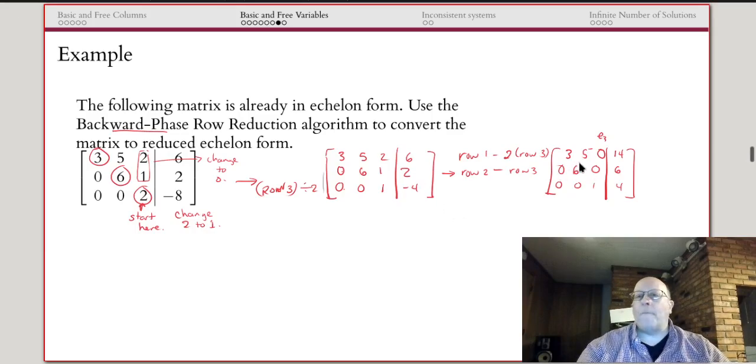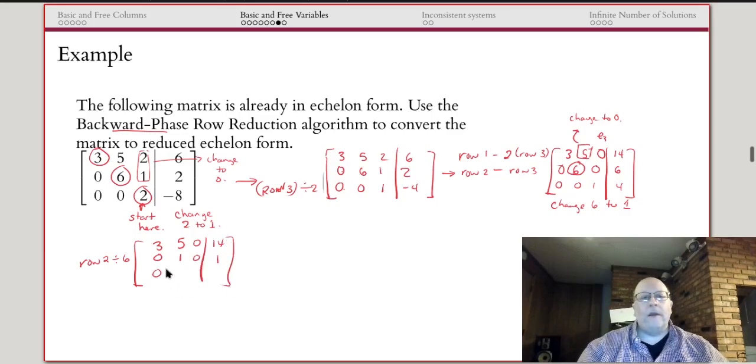We're now going to move backwards to this leading entry. We have to change the 6 to a 1, and then we also have to change this 5 to a 0. So an easy way to change this 6 to a 1 is to divide the entire row by 6. We'll take row 2 and divide it by 6. That's going to give me 3, 5, 0, 14. 0, 1, 0, 1. 0, 0, 1, 4.